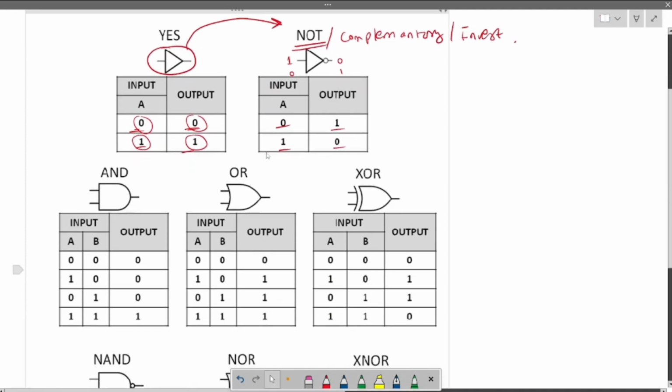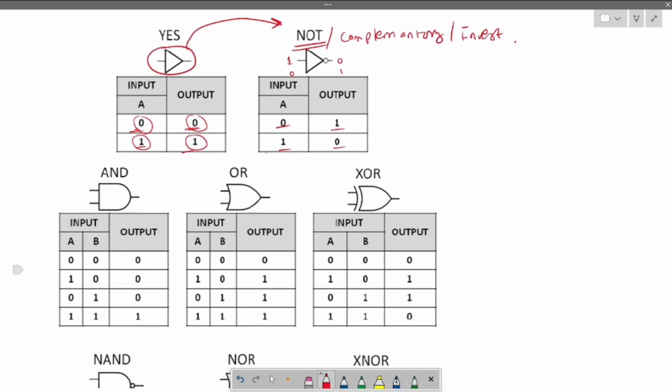We have AND, OR and XOR. AND takes a minimum of 2 inputs, like A and B. You can use multiple inputs also, but to avoid complexity, we are taking only 2 inputs, A and B, and the output. I will explain AND and OR right now.